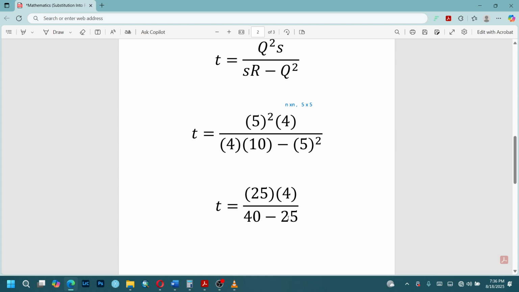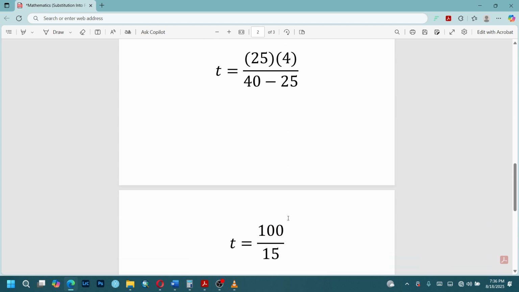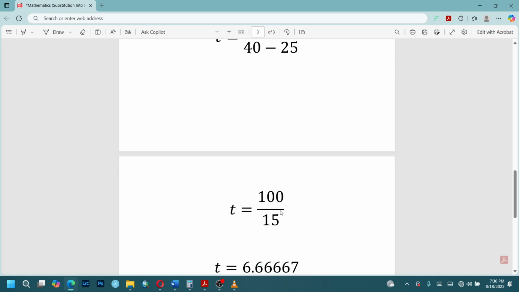So let's move on, right? So 25 times 4 will give you 100, right? 40 subtracted by 25 will give you 15. So we are going to have our t to be the fraction 100 out of 15, right? That's our t.